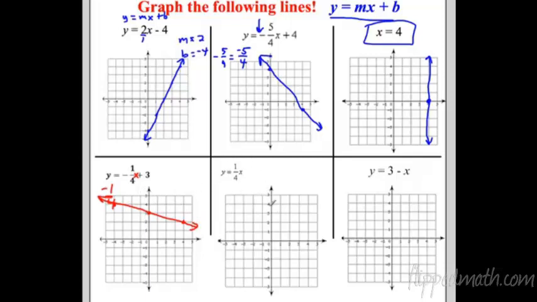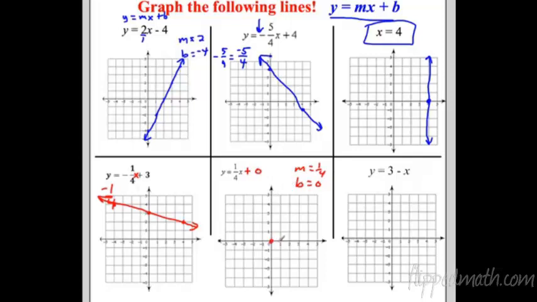Sometimes people freak out about this one. Don't freak out. What is b? Do I see b? Aha, there is no b. So what does that mean? B is 0. I can still see my slope is 1/4, the number in front of x. If it really helps you, you could say 1/4 x plus 0. But you're starting here at 0.